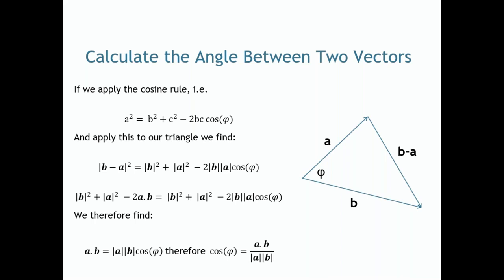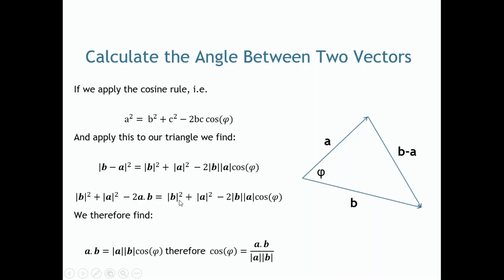Putting this formula in our triangle, we have magnitude of B minus A, squared, is equal to magnitude B squared plus magnitude A squared minus 2 magnitude B magnitude A cos phi or theta. We just brought this into our triangle. So when we go further, we have magnitude B squared plus magnitude A squared minus 2 A dot B.